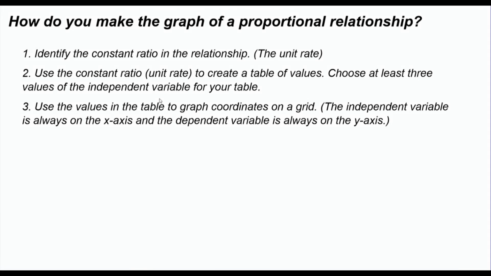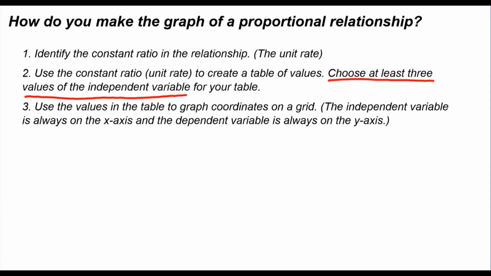Second step, use the unit rate to create a table. So again, we should already know how to do that. If not, you need to refer back to the last video on how to create a table of values. And then when we do that, we're going to choose at least 3 values of the independent variable in our table. So we get to choose those. We can pick whatever we want. So we'll pick some that will fit on the graph. Because we need at least 3 points so that we can find out where our line is.